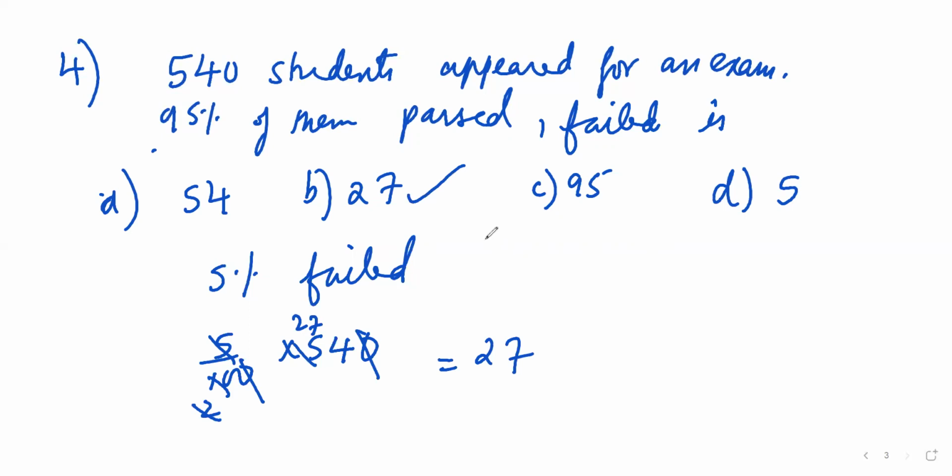This is confusing. You might be tempted to write option D, which is 5. Remember, I didn't ask for the percentage. We asked for how many of them failed. That is in this case 27. When you talk in terms of percentage, no doubt it is 5. But the number of students who failed is 27. Percentage failure is 5. So be very careful. It is option B in this case. That is, the fourth one is option B.